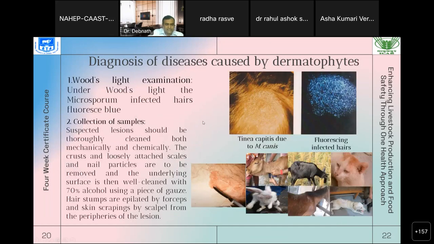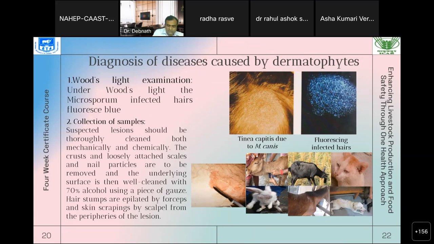First of all, regarding the collection of sample, the Wood's lamp, I already told, this kind of fluorescence generally develops when the species involved is Microsporum canis or audouinii. Now, collection of sample is very tricky, because we all know that the disease is also called ringworm. Why did this name ringworm come? Because the lesions look like rings, and there is a definite scientific reason for that.